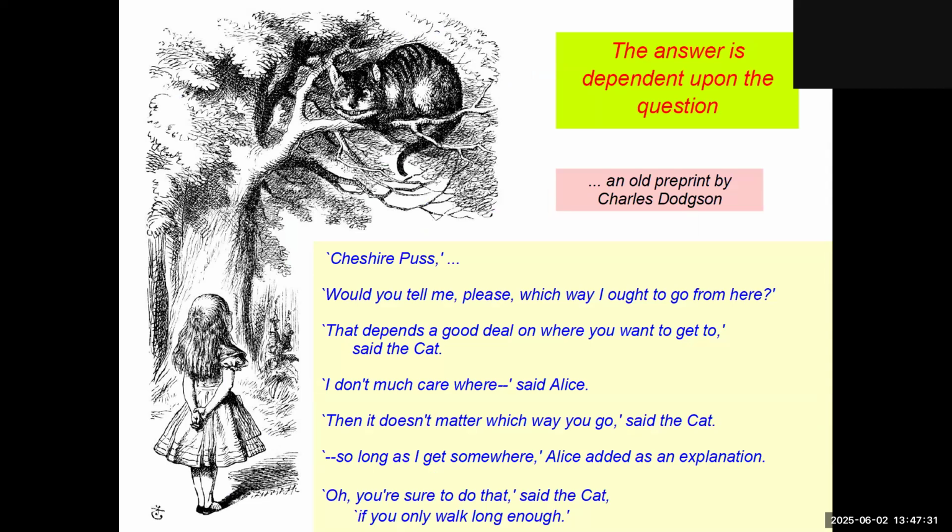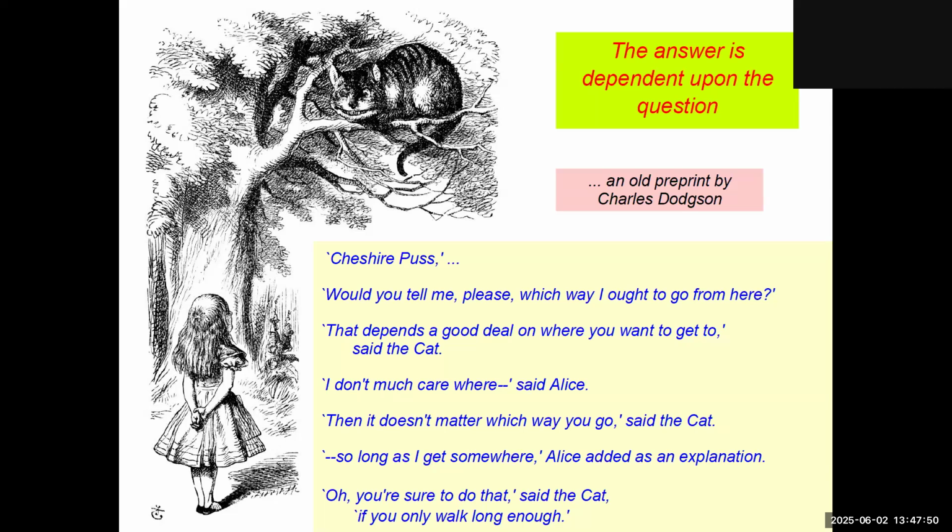And so Alice says, would you please tell me which way I ought to go from here? That depends a good deal on where you want to go, said the cat. I don't care much where, said Alice. Then it doesn't matter which way you go, said the cat. So long as I get somewhere, Alice added as an explanation. Oh, you're sure to do that, said the cat, if you only walk long enough.